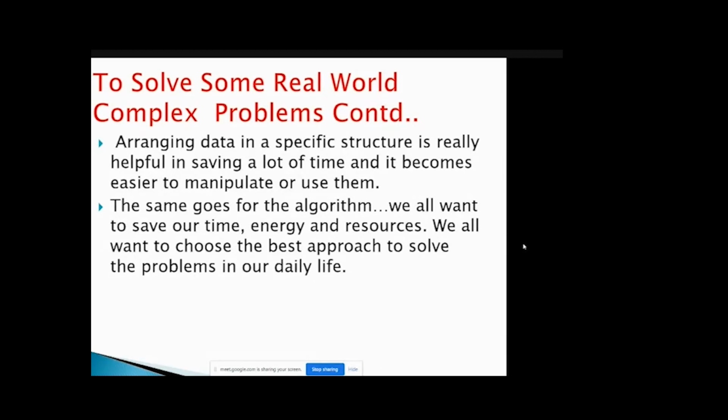Now, arranging data in a specific structure is really helpful in saving a lot of time, and it becomes easier to manipulate or use the data. The same goes for algorithms. When we have n algorithms, we choose the best one depending on the given data. The efficiency of an algorithm can be measured with respect to time, energy, and resources. In solving a given problem in our daily life, we choose the best approach. That's all about data structures.